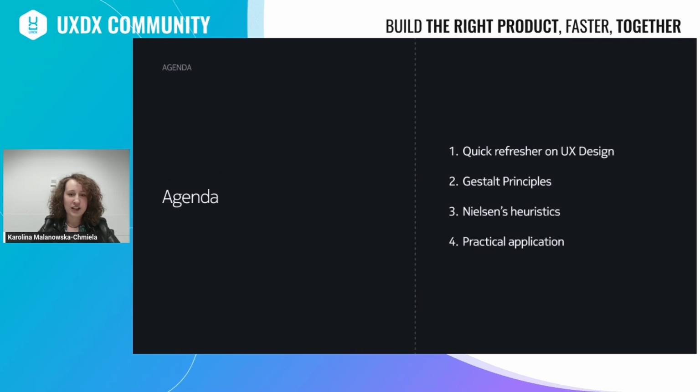And onto the agenda. First, we are going to start with a quick refresher on what user experience design is, because we need to set a common ground for our further discussion. Then we will check how we can apply Gestalt principles and Nielsen heuristics, the two most common sets of principles, onto the code to make it more readable. And then we will move to a practical application of the things we have heard to the code.